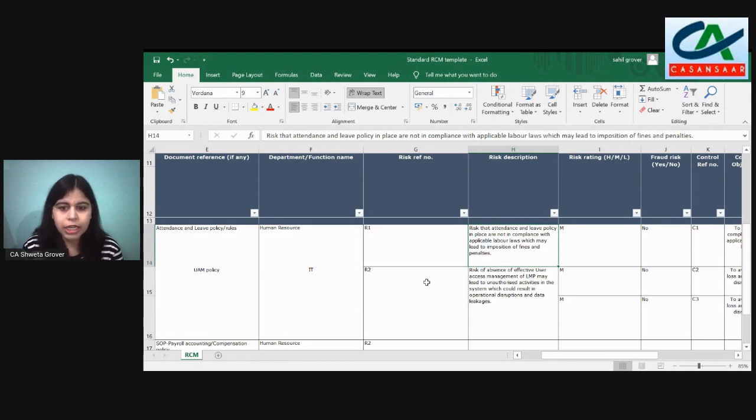So when we mention that risk, we don't need to go through the whole leave policy to check the compliance. Yes, on a test basis you can do that to ensure that control is in place, but I'll discuss the control for that. So this is how I mentioned the risk.